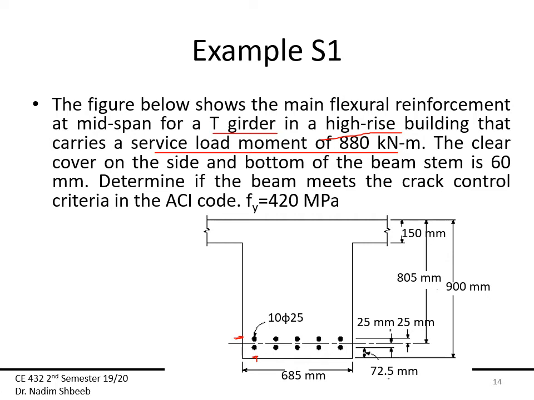Determine if the beam meets the crack control criteria in the ACI code. Use Fy 420 megapascals. As you can see, I have 10 Phi 25. Here I'm using a cover of 60 millimeters. Add to it the Phi 25 over 2, and that's why you're getting here 72.5 millimeters. And since I have two layers of steel, my d is simply 900 minus 72.5 plus 25, and you will get 805.